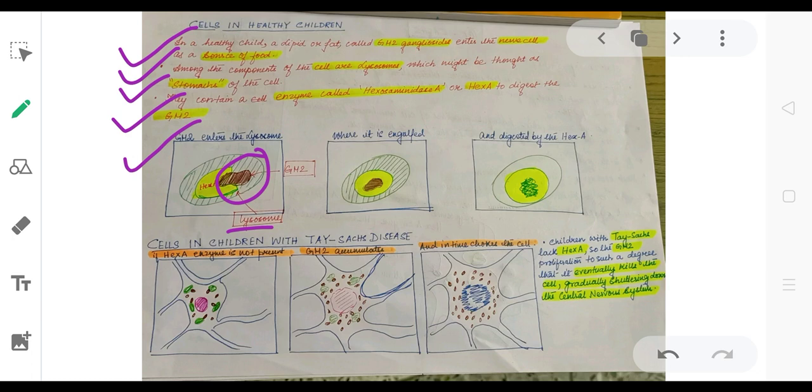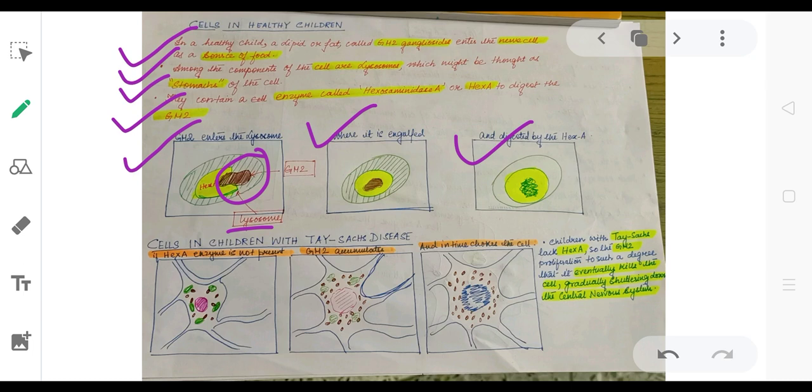And what is being done? GM2 is engulfed by the lysosome. And once it is engulfed, it is digested. So the concentration of GM2 is reduced in the nervous tissue, the nerve cell, by engulfment by the lysosome. That is occurring in a normal child.